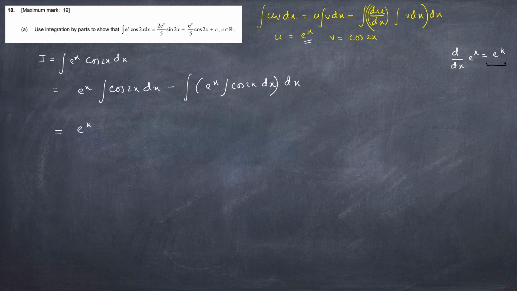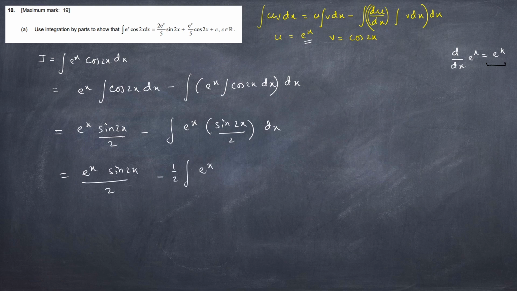So here it will be e to the power x, and integration of cos 2x is equal to sine 2x by 2. This is just by practice you can know all these things. And it will be e to the power x minus integration of sine 2x by 2 dx. So we are getting e to the power x sine 2x whole divided by 2 minus integration minus half of e to the power x sine 2x dx.